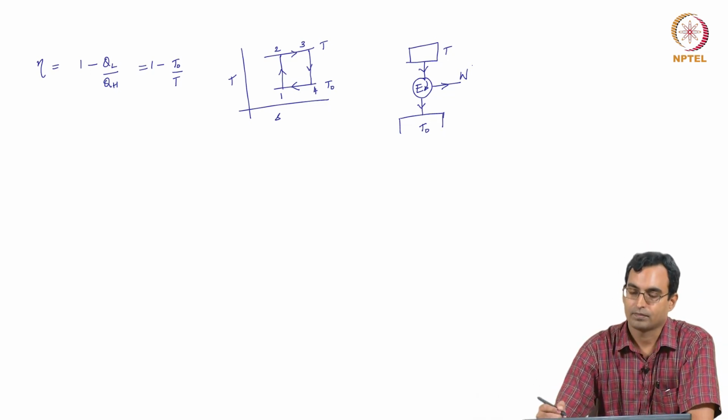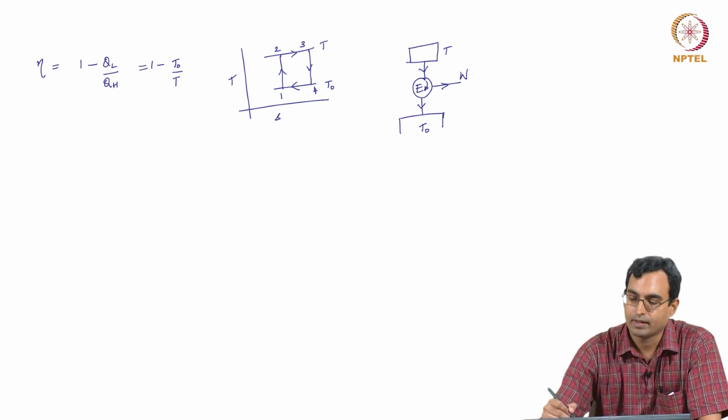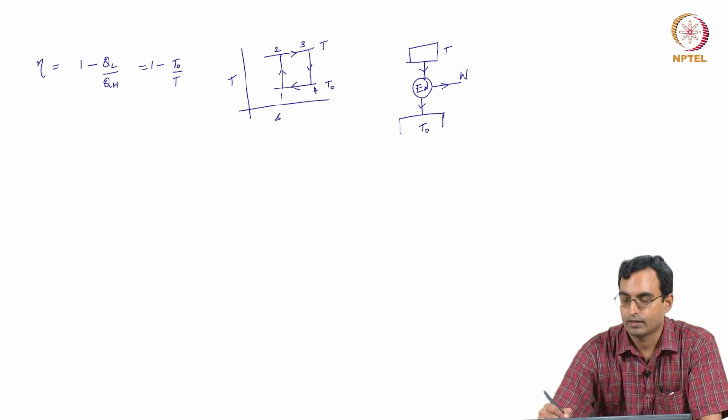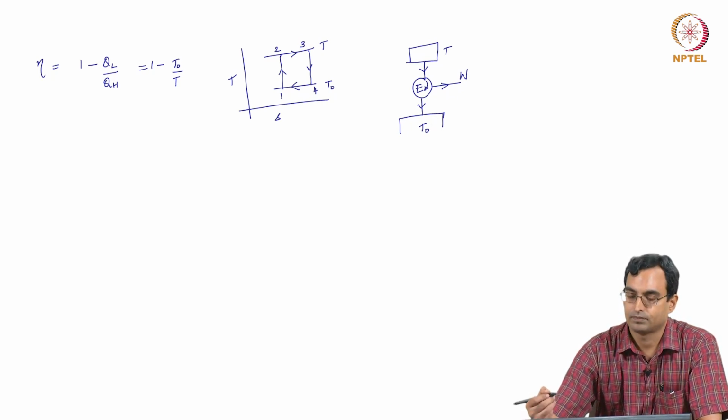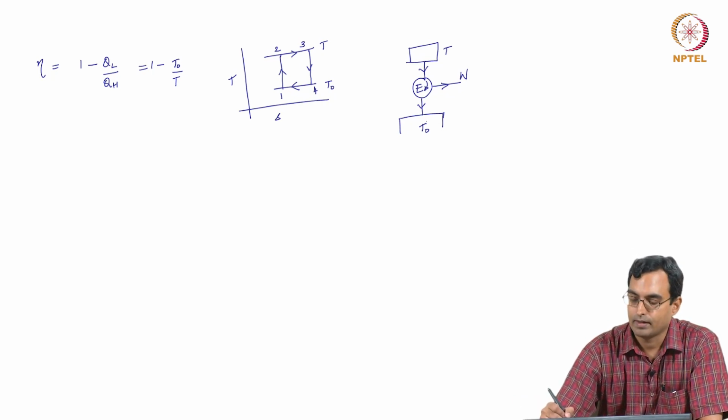So, the maximum amount of work I can get depends on what this temperature T naught is. For a given temperature T as a high temperature reservoir, the maximum amount of work I can get is if I run a reversible engine between this T and whatever is at T naught. So, the lower the value of T naught, the more amount of work I can get. The maximum I can get is only when I reach this T naught.